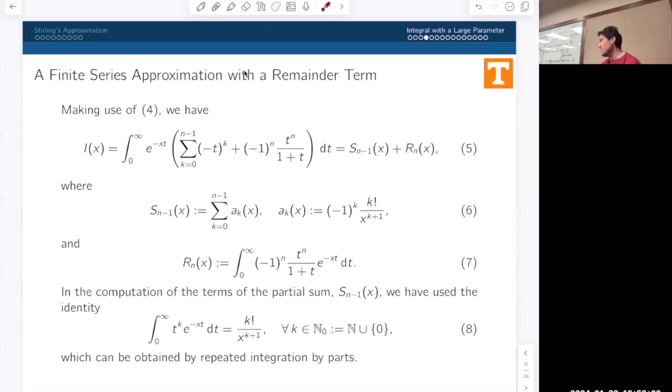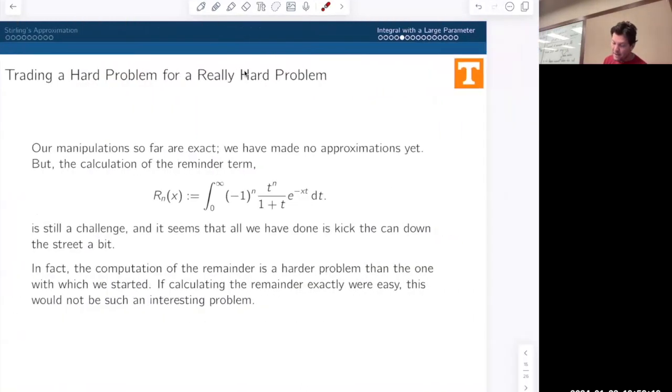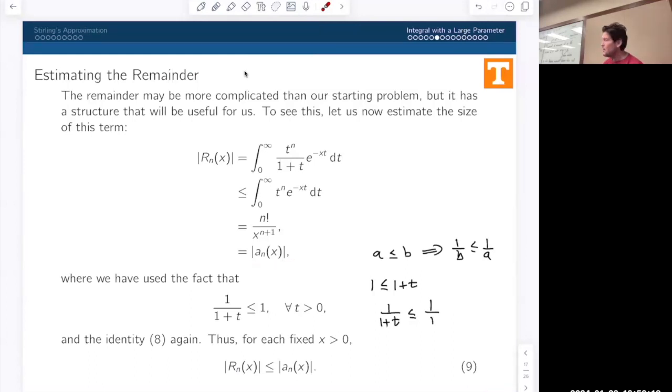They depend on x, they change with x. Each one of them is a function of both k and x. It changes every time I change k or iterate k, and changes every time I change x. So this is just the absolute value of a n of x. This is quite interesting. It says that the remainder is less than or equal to the size of the next term inside the series, in absolute value. So for each x greater than zero, we've come up with an approximation for the size of our remainder. The question is, is that any good or not?